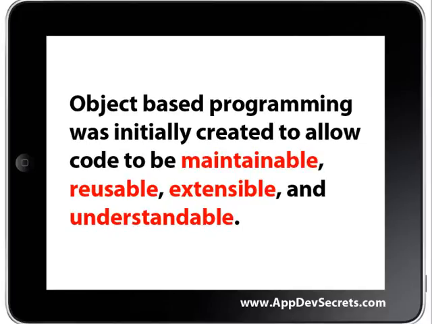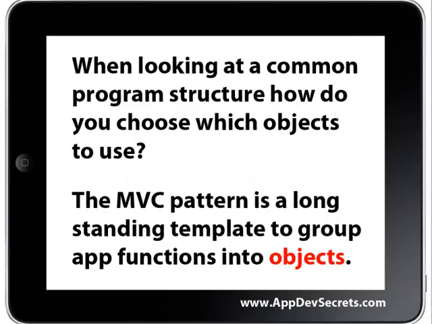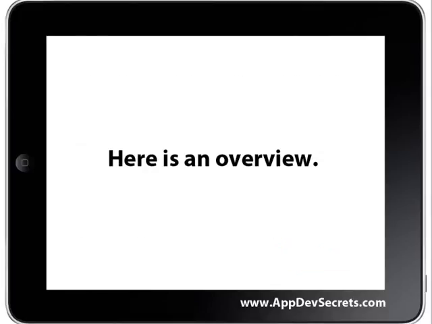Object-based programming was initially created to allow code to be maintainable, reusable, extensible, and understandable. When looking at a common program structure, how do you choose which objects to use? The MVC pattern is a long-standing template to group app functions into objects. Here's an overview.